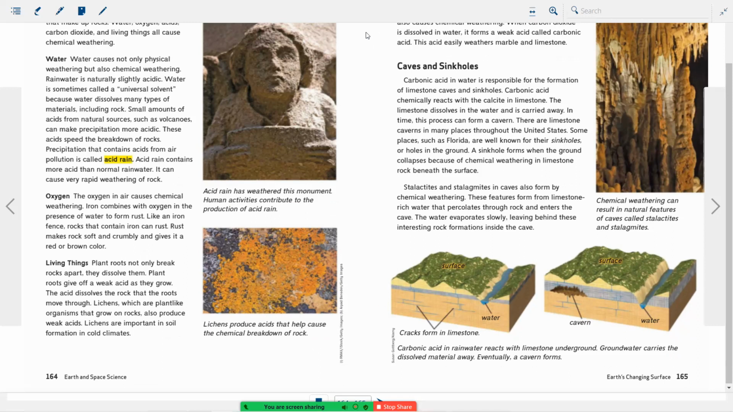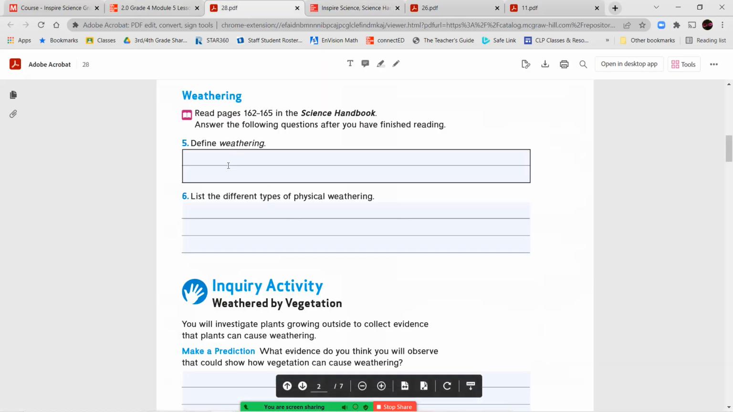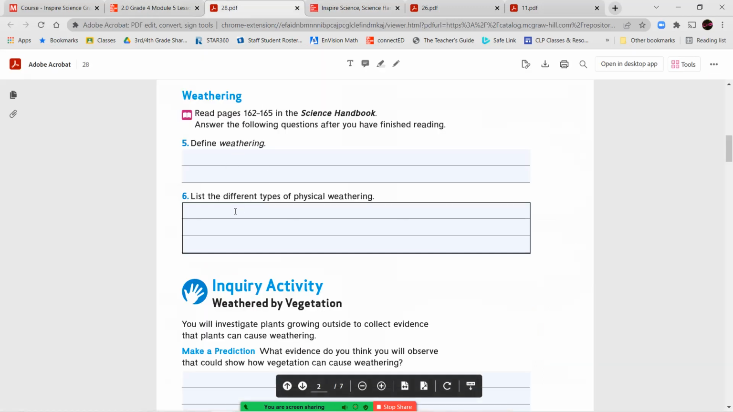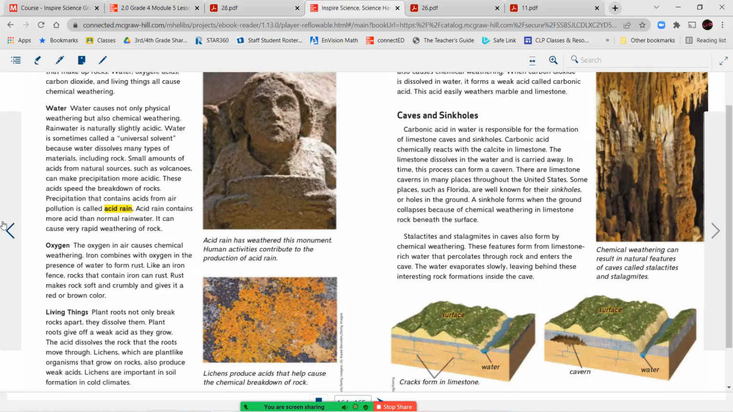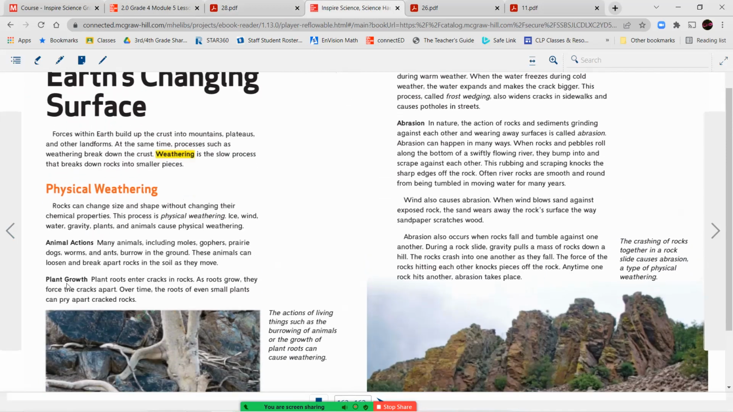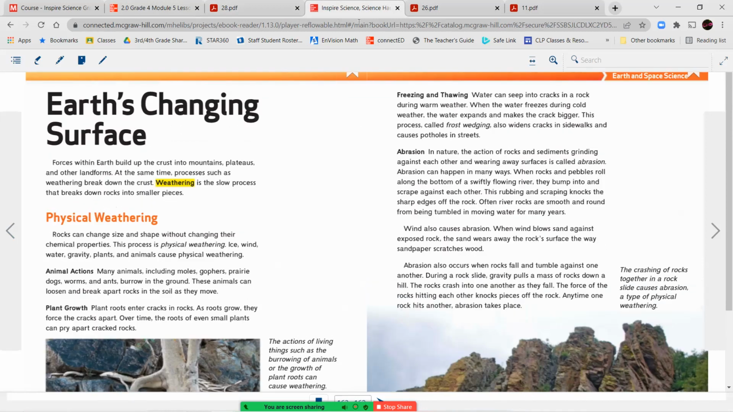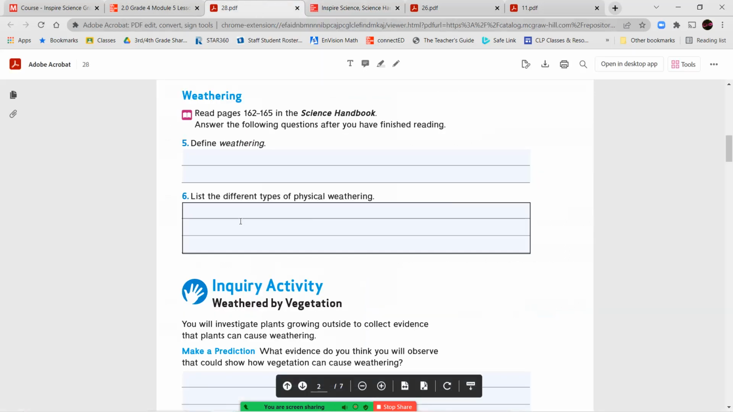All right, let's go ahead and get back into our book. So define weathering, that was one of the first things we read. And then it says list the different types of physical weathering. So the physical weathering was on our previous page. So we have our animal actions, plant growth, freezing and thawing, and abrasion. Those are our different kinds of physical weathering.